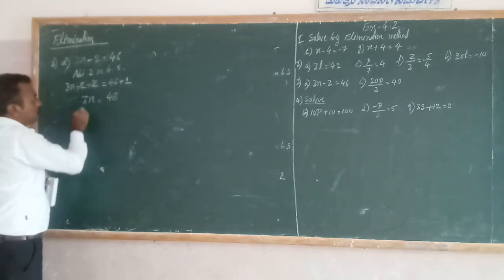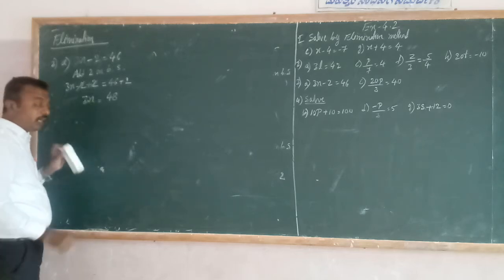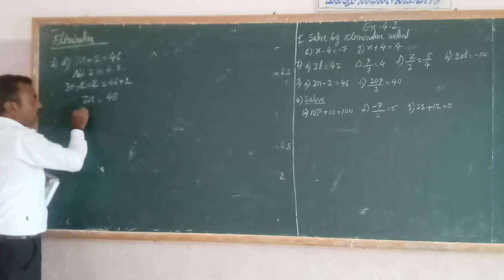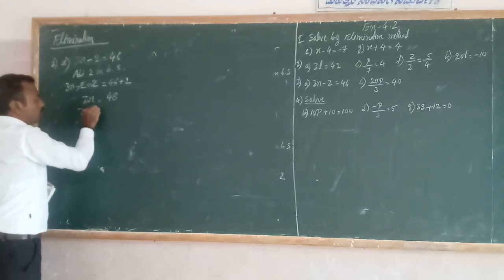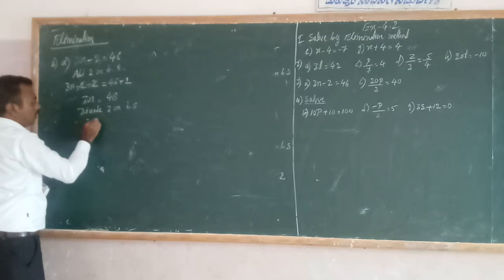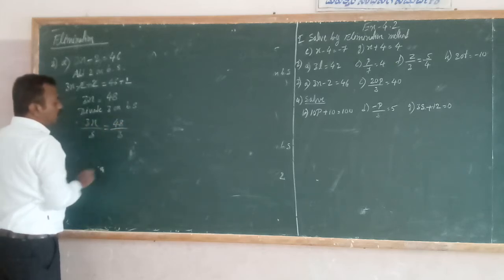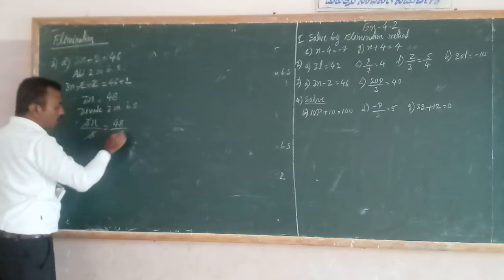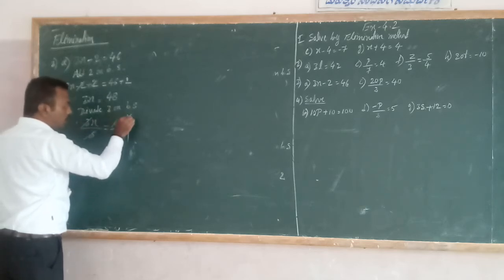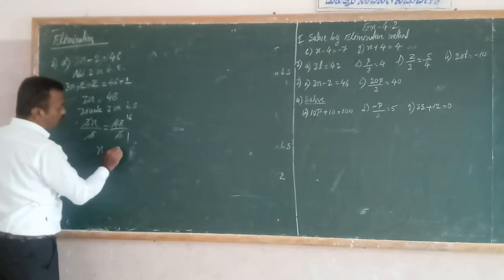Correct. Next, between 3 and n, into sign is there. So what do we have to do? The multiplication sign is there, so we have to divide. So divide 3 on both sides. Therefore 3n by 3 is equal to 48 divided by 3. So 3 gets cancelled. 3 ones are 3, 3 ones are 3, 3 sixes are 18. Therefore n is equal to, so n is equal to what? 16.